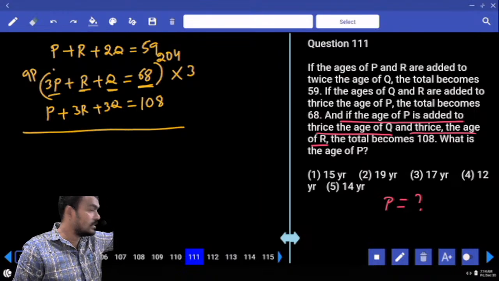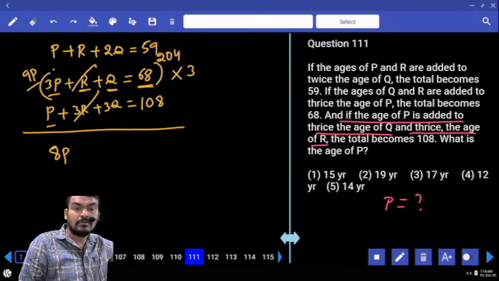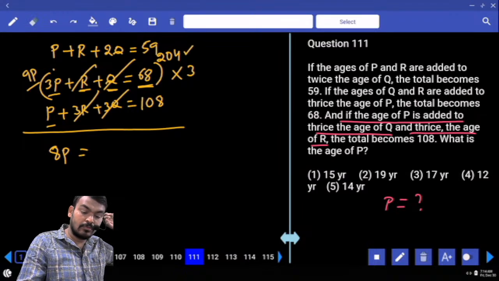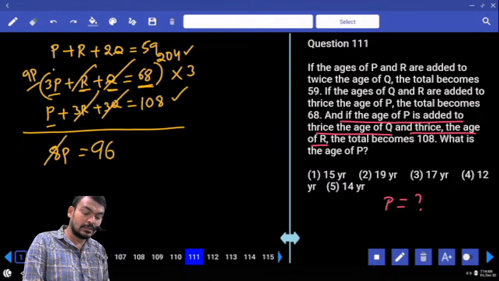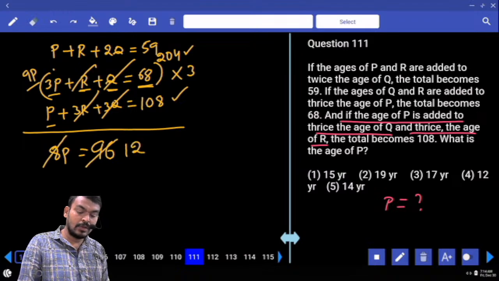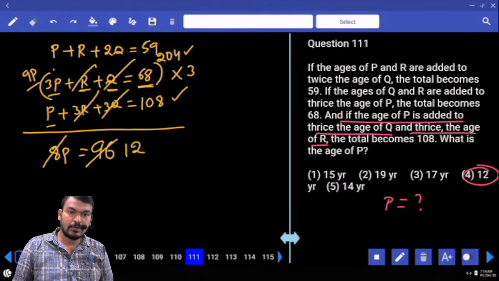Second equation minus third equation. 9p and p, the difference is 8p. 3r and 3r cancel. 3q and 3q cancel. 8p equals 204 minus 108, which is 96. 8p value is 96. Then the p value is 12. Next, 112.